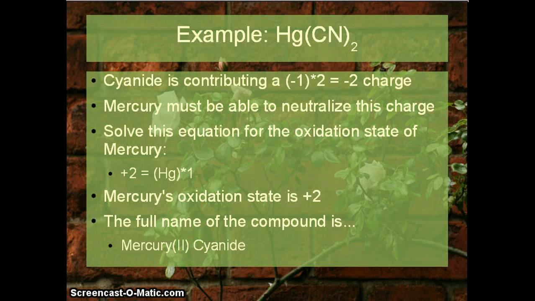The anion is cyanide. Each cyanide contributes a -1 charge. Since there are two cyanides, the total negative charge is -1 times 2 equals -2. The total positive charge of mercury must neutralize the total negative charge of cyanide. That means the one mercury must have an oxidation state of +2. To indicate this, we write the name as mercury(II) cyanide, with Roman numeral 2 in parentheses.